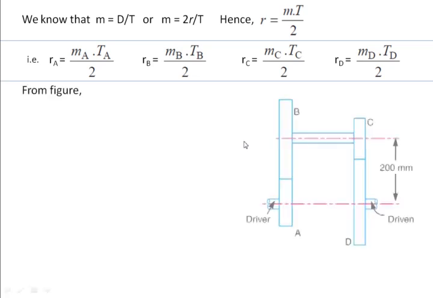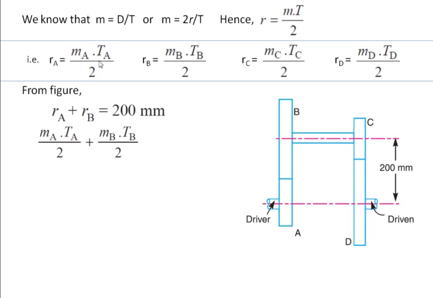Now from the figure, the center distance of gear A to gear B is 200 mm. So we can say radius of A plus radius of B equal to 200 mm. So that is RA plus RB equal to 200 mm. By using the relations we developed in the previous step, MA TA divided by 2 plus MB TB divided by 2 should be equal to 200. In other words, by taking 2 to the RHS, we have MA TA plus MB TB equal to 400.